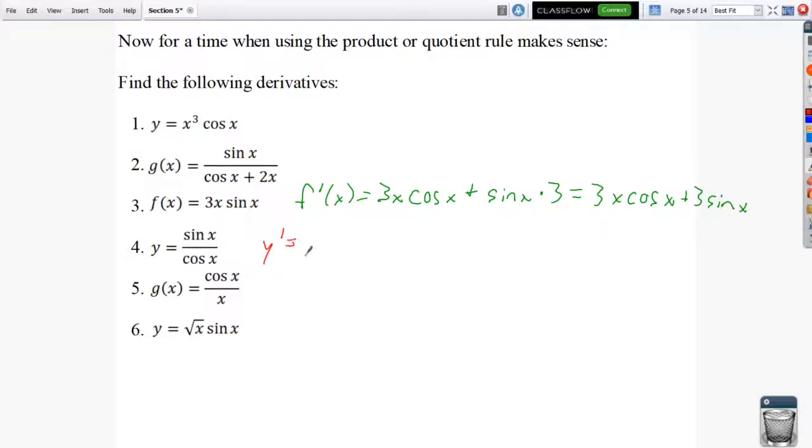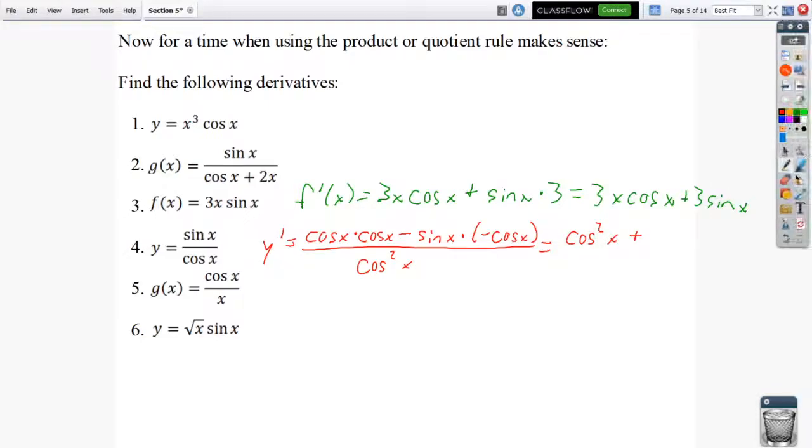Number 4, we got y prime is equal to low d high, high d low. So our low is going to be cosine x times the d high, derivative of sine, is going to be cosine of x minus low d high, high d low over low, low. And again, I see that cosine times cosine and that sine times sine. I'm going to change this up and put it as cosine squared of x.